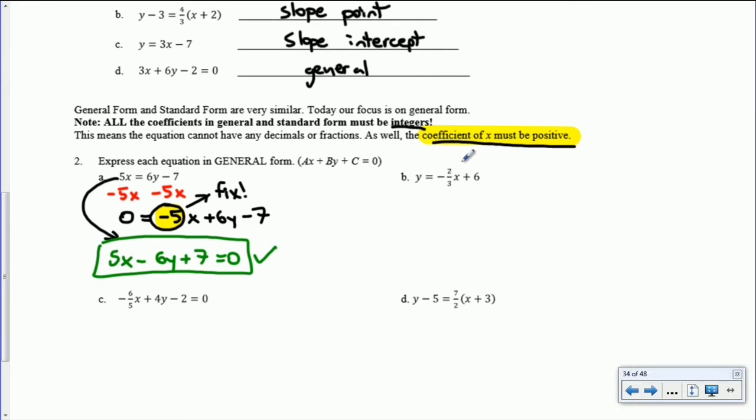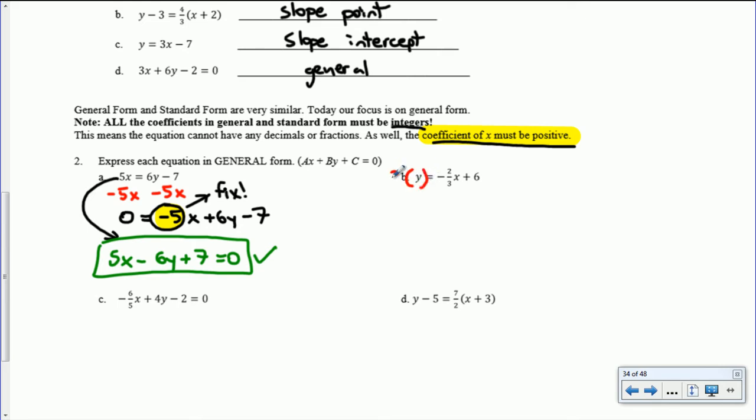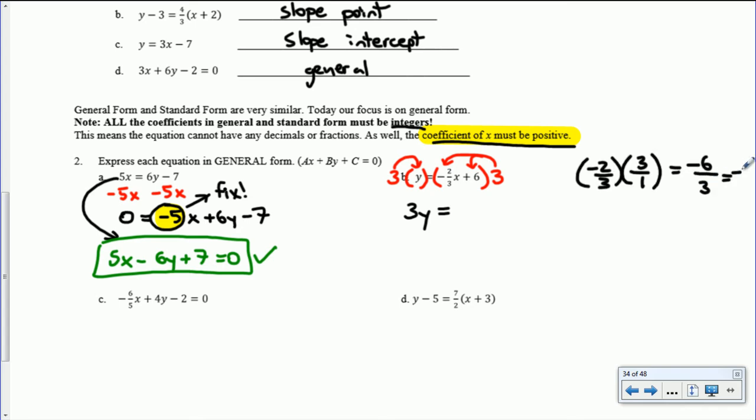Okay, on to the next one. We've got something in slope-intercept form. I've got to get rid of the fraction here. So the quickest way I can get rid of the 3 in the denominator is to multiply everything by 3. So I'm going to multiply the left side by 3 and the right side by 3, so 3 times y, and 3 needs to hit each of these terms in the brackets. So 3 times y is just 3y. Negative 2/3 times 3, or 3 over 1 if you prefer, would be negative 6 over 3, which is negative 2.